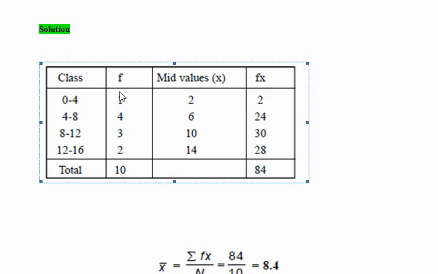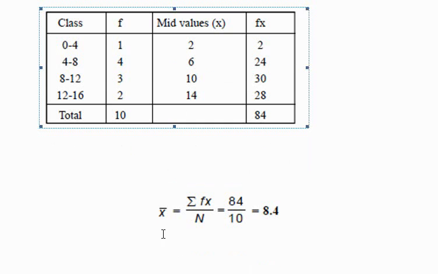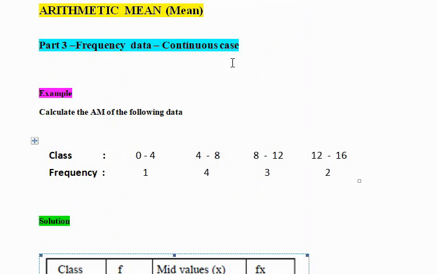Now the total of sigma f is 10, and the summation of fx is 84. Now directly apply it in the formula to find x bar: x bar equal to sigma fx over n, that is 84 by 10, equal to 8.4. So this is how to find the arithmetic mean in the continuous case by the method of frequency data. If the frequencies and class intervals are given, we can use this method.